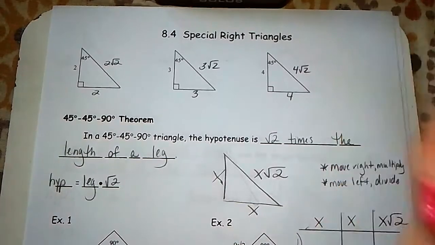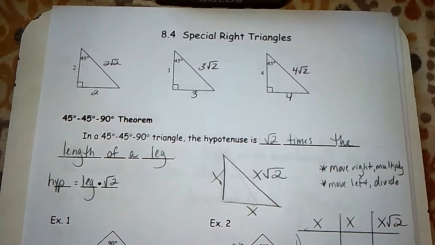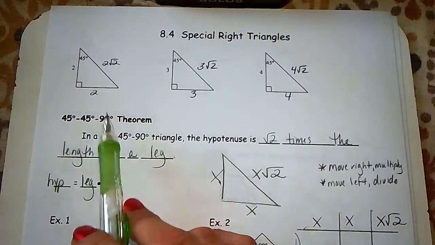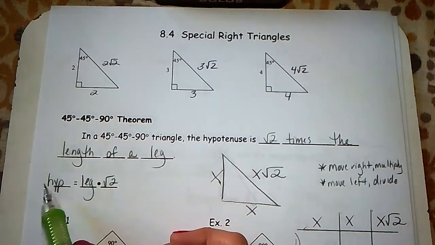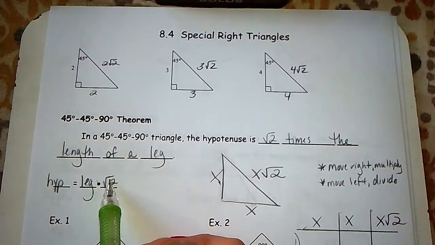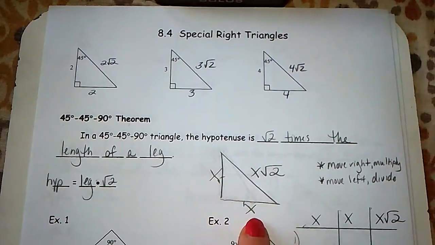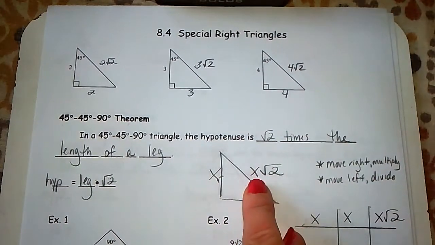Hi guys, just wanted to do a quick recap of the lesson on special right triangles. I know we talked about the rules yesterday regarding the fact that in a 45, 45, 90, your hypotenuse is whatever the leg is times the square root of 2. And of course you have two congruent legs here. So if the legs are both x, then the hypotenuse is x root 2.